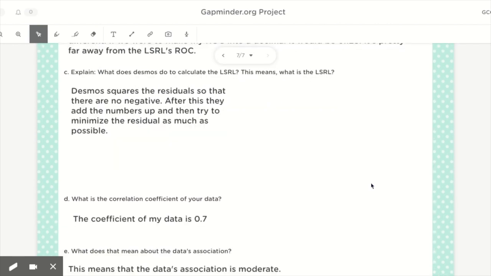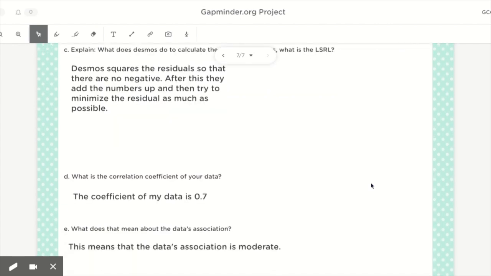So the correlation coefficient of my data is 0.7. I consider 0.7 to indicate that the data has a moderate association. I don't think it's a strong association yet. I think for it to have a strong association, I would need my data to be 0.75, and because then I could round up to 0.8. For me, a strong association would be considered from 0.8 to 1.